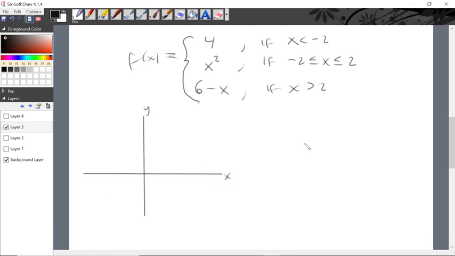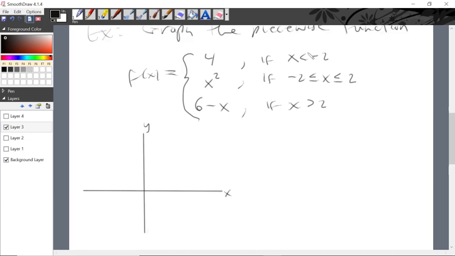X-axis, y-axis, okay. The transition points would be at negative 2 and at positive 2. So we want to be testing around those locations, certainly. We want to test from the left and from the right, right?